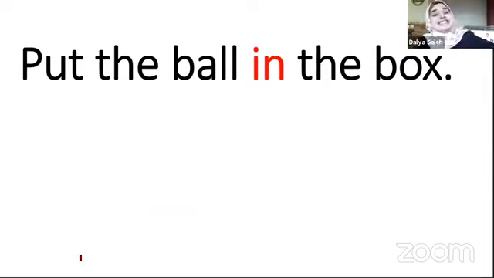Okay. Now here is the next activity. Here you can see an instruction for you: Put the ball in the box. Before this activity, you have to be prepared by getting your box and your ball.